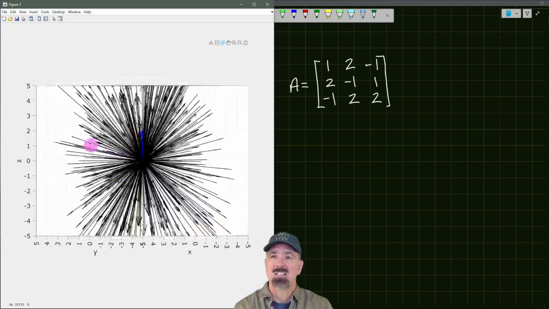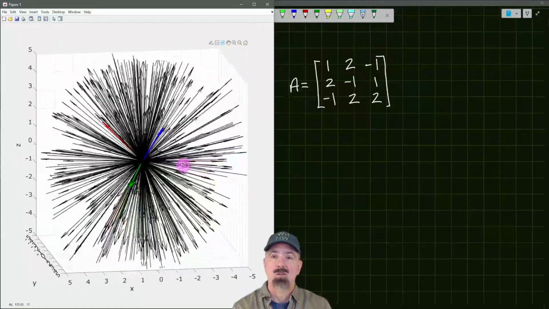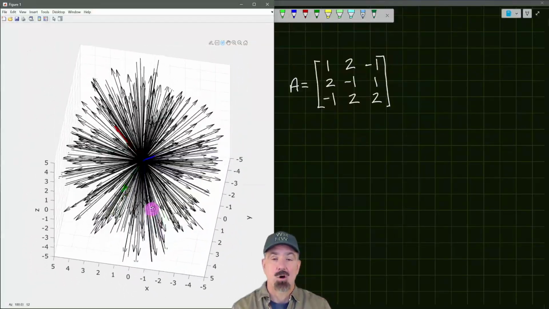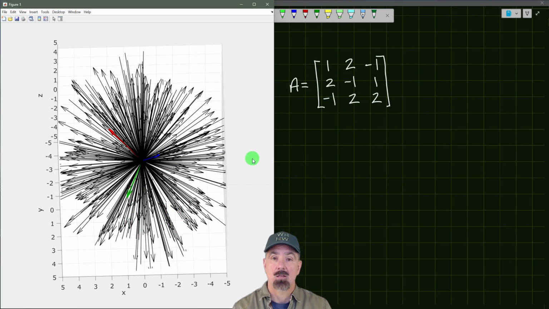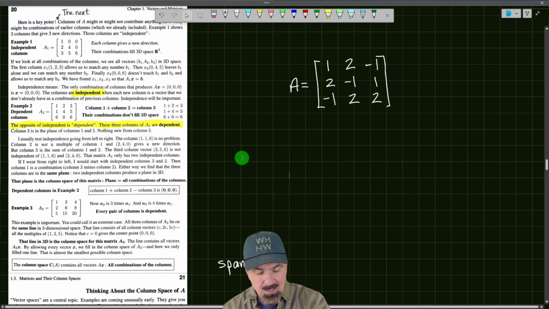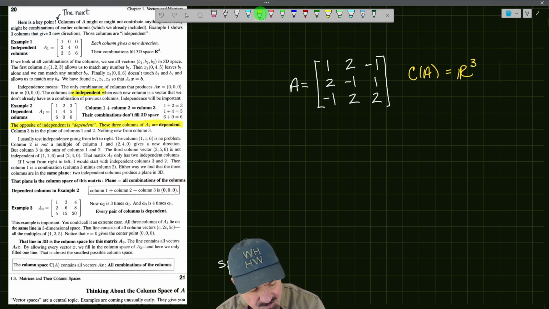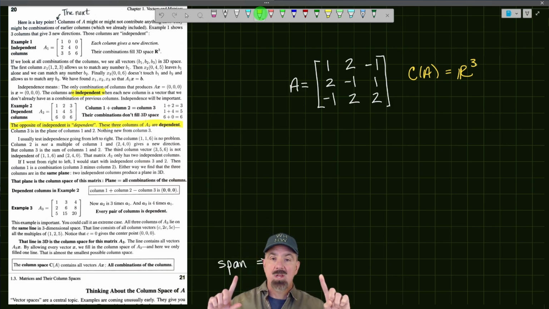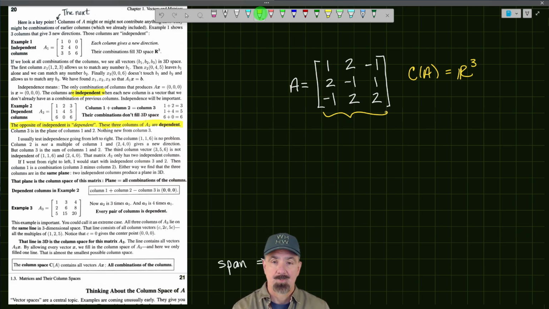And what we see is this is a spiky ball. It appears that we could pretty much represent any vector in R3 as a linear combination of these 3 columns. And that is in fact exactly the case. It turns out here that the column space of A is equal to the vector space R3. We can get to any 3-dimensional vector by taking a specific linear combination of these columns.